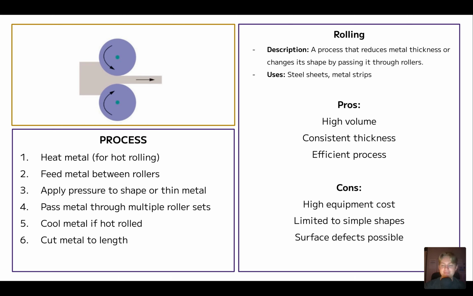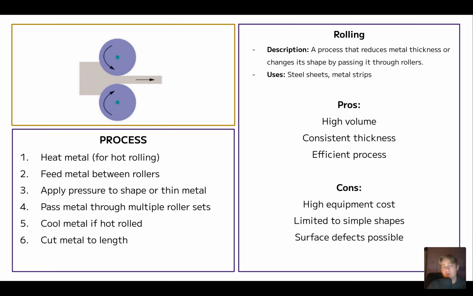The pros of a process like this is that it is very high volume, which means we can do it with a lot of material very quickly, and it creates a consistent thickness of material due to the fixed rollers. It's a very efficient process with basically no waste, since we don't have to remove any excess in this particular part of the process. There might be something down the line we have to remove the excess, but particularly within rolling, it's very efficient.